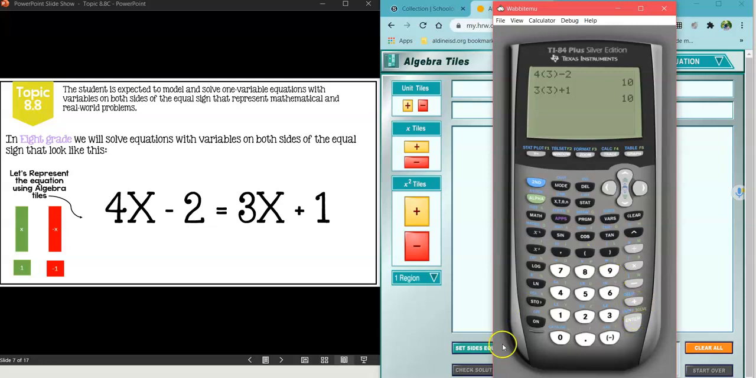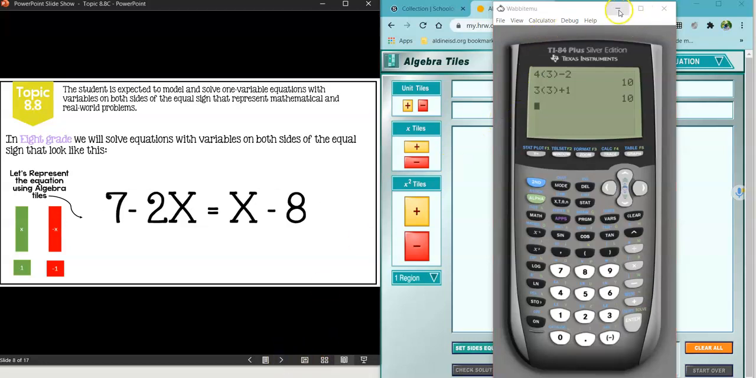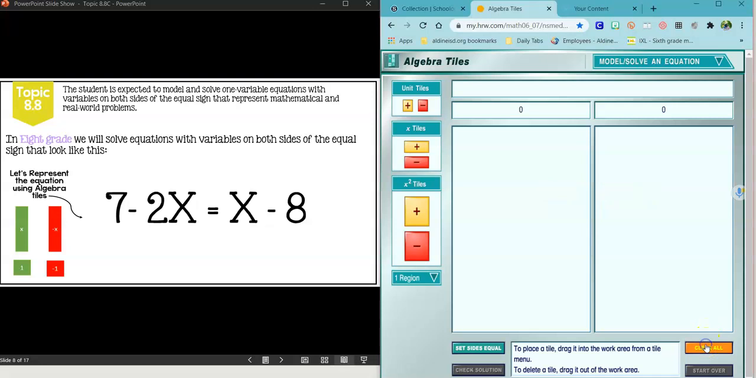Okay, let's move to example number 2. So I'm going to get rid of this calculator. I'm going to clear my board. All right, so the second example, 7 minus 2x equals x minus 8. Okay, so if you want to go ahead and try this one, pause the video and come back and see if you're correct. And I'm going to go ahead and get my tiles set up.